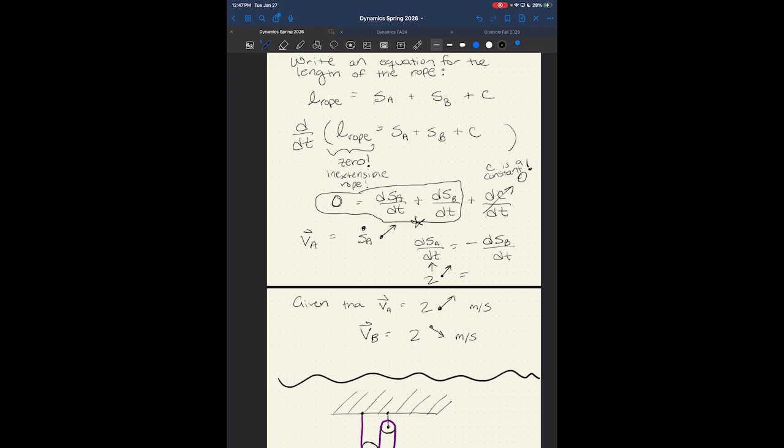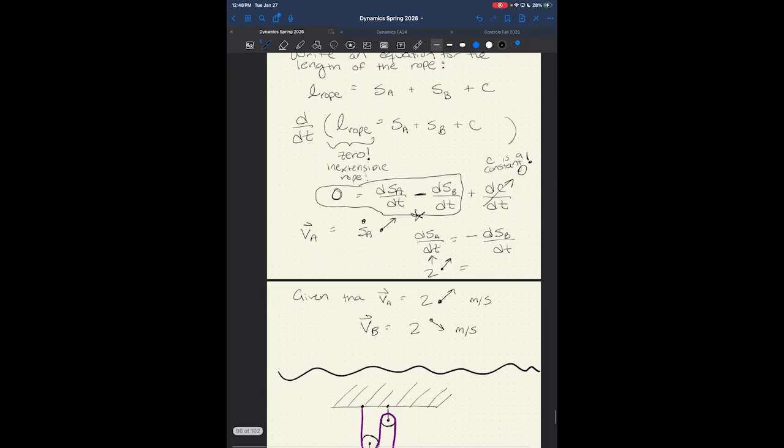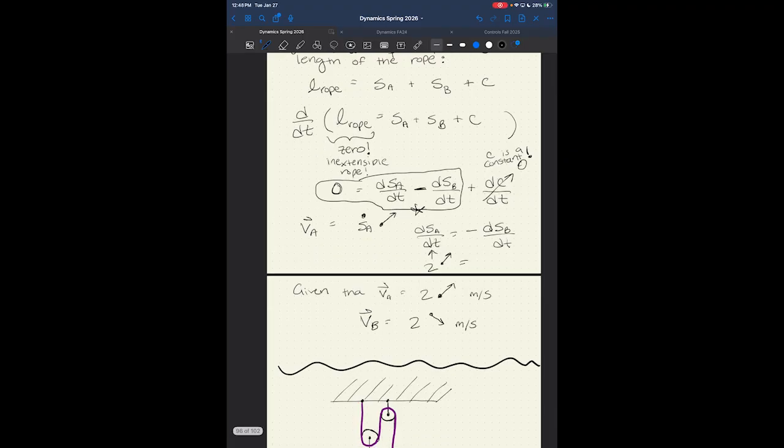Now, what if somehow our length equation had given us this instead? What would that tell me? Yep, Samuel? There is no pulley? No.